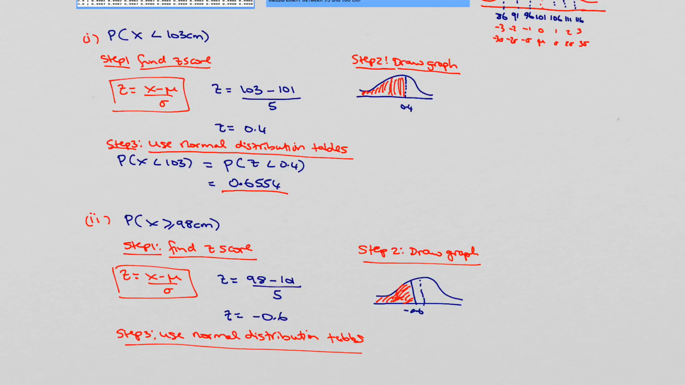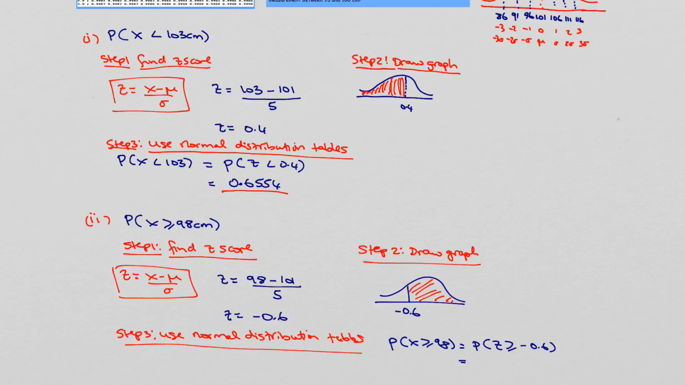Okay, so we have the probability that x is greater than or equal to 98, which is the same as saying the probability that z is greater than or equal to minus 0.6. Sorry, I've just sketched the graph wrong there. Let me just go back. Because it's greater than, my graph should be sketched greater than minus 0.6, which is to the right of that.